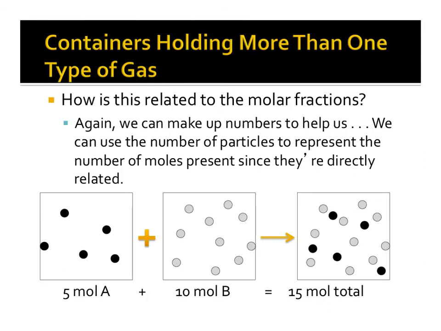Okay, how is this related to mole fractions? Well, we can make up numbers. Again, we have 5 moles and 10 moles, and then put them together and we get 15 moles. Looking at this, it still makes sense that there is only 1/3 of those particles in that last box that belong to A, that are type A particles. So 1/3 of the hits are coming from type A particles. Again, 1/3 is A and 2/3 is B. Just like what we saw with our pressure.